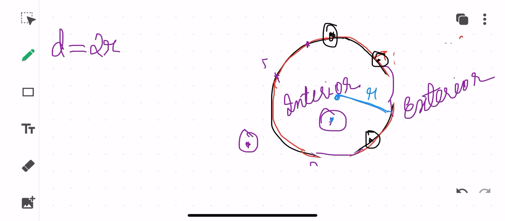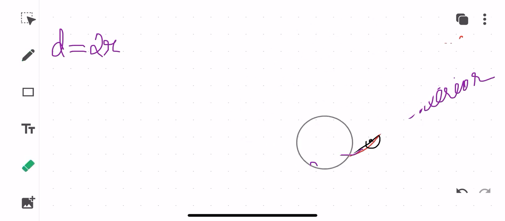Now if you move to the next thing, children, that is there in your textbook, that is called concentric circles. So what is a concentric circle, children? For concentric circles, the basic condition is that we should have more than one circle.